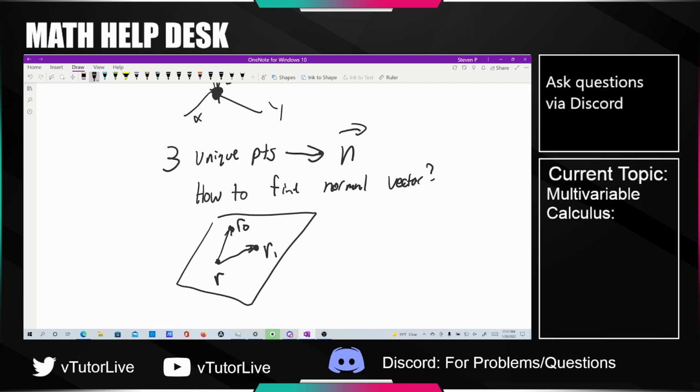If you find the 2 vectors and then take the cross product, it should give you the vector that's perpendicular to them. Exactly. Cross product. That's the key. Why would that work? The cross product, by definition, takes 2 vectors, and as long as they're not parallel to each other, it spits out a perpendicular vector.